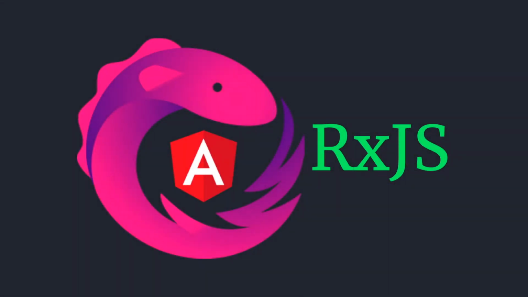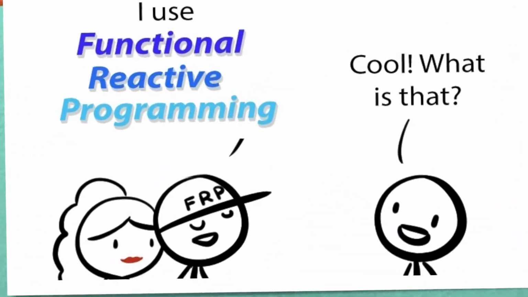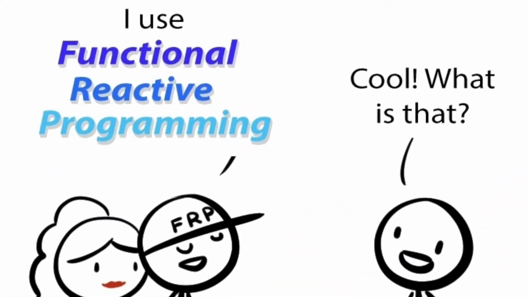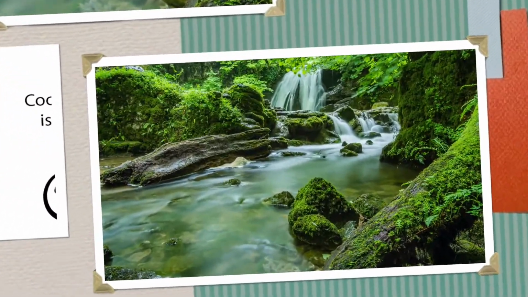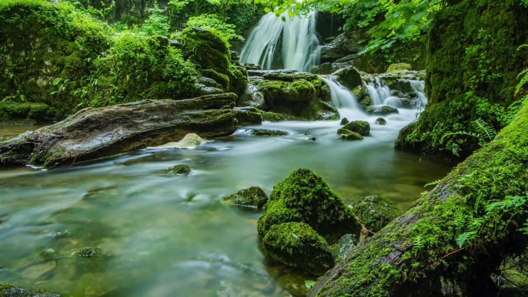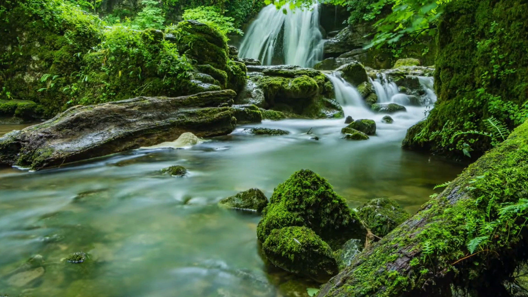What is RxJS? RxJS is a reactive extension for JavaScript. RxJS follows a programming paradigm known as reactive programming. It is more concerned with data streams, event emitters, and propagation of data to its associated views.